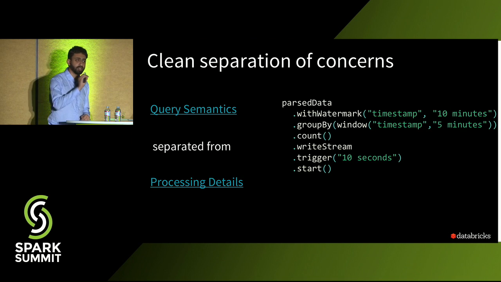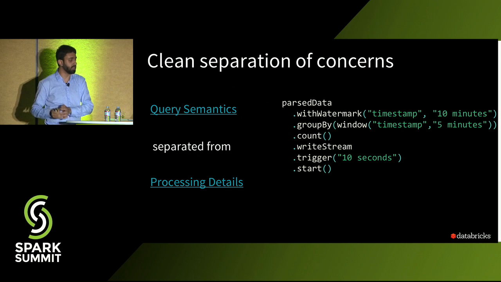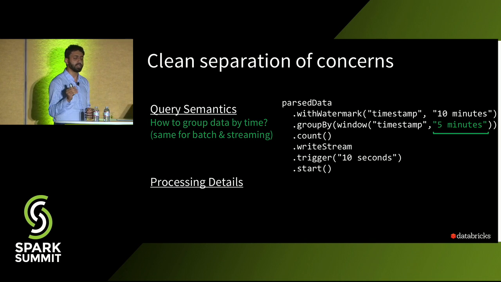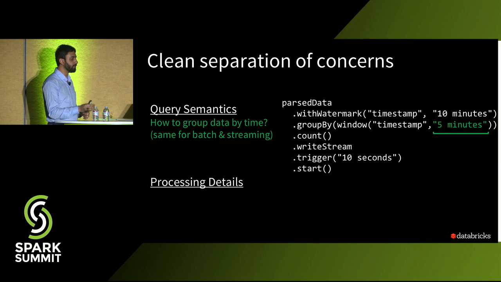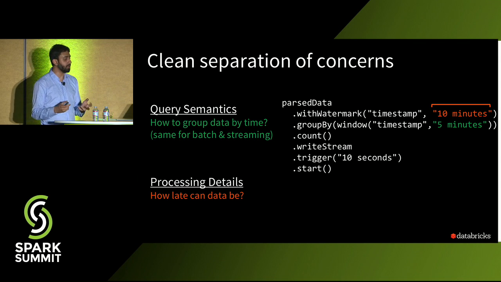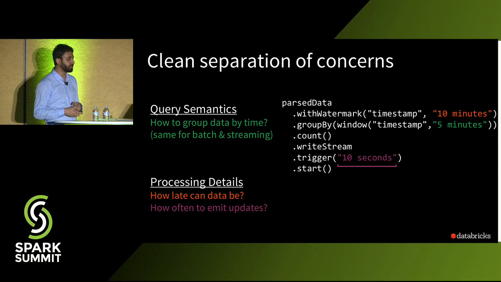So what this formulation in the API results in is a clean separation of semantics. There is a query semantics that you can write, and it is cleanly separated in the API from the processing details, because when you're writing a query, you first define what it is that you want to group. You want to group by how much time, etc. And this query semantics is exactly the same for batch and streaming, no matter what you run it on. But when you're actually processing it in a streaming fashion, you can specify these details, like how late the data can be and how often to emit the updates by writing the trigger.